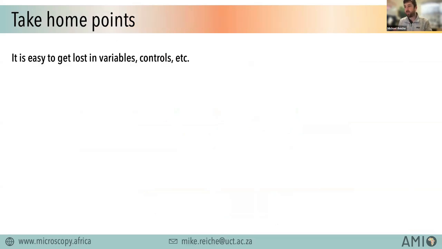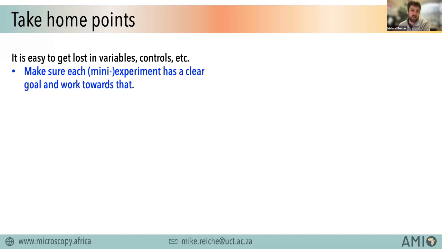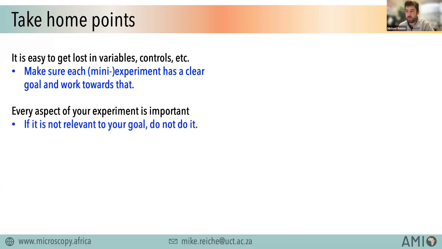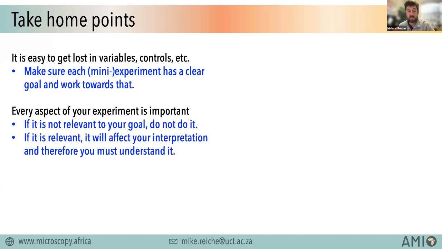So I will quickly wrap up with my take-home points and say that it is very easy to get lost in all of the variables and the controls and amazing things that a microscope can do. So stay focused. Make sure that every experiment you perform has a clear goal, and make sure you stick towards achieving that goal. And bear in mind that every aspect of your experiment is important. If it's not relevant to your goal, don't do it. If it is relevant, it will affect the way that you can interpret your data. So make sure you understand why you're doing it that way and that you're doing it correctly.